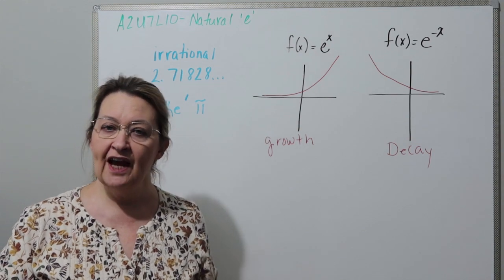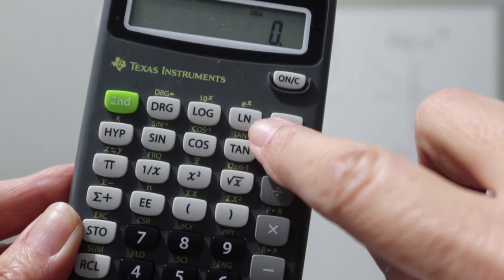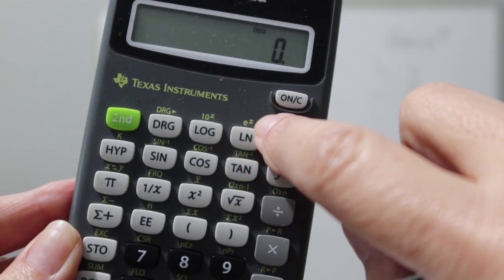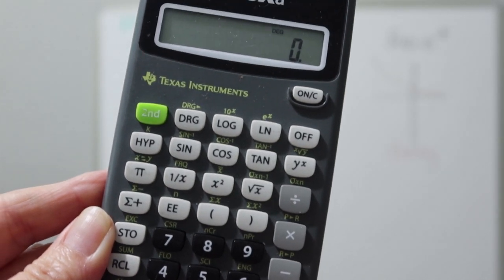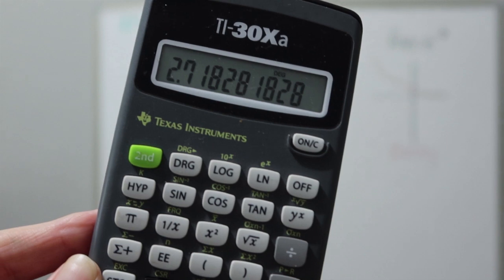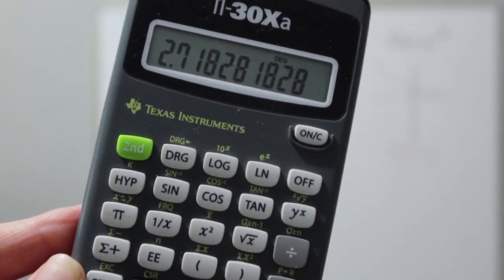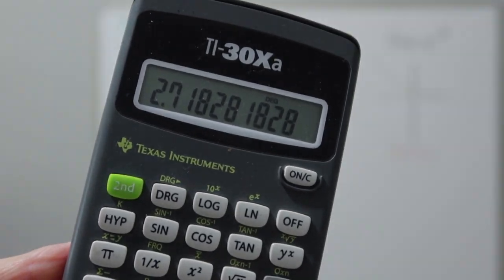Now, as far as calculator goes, most calculators have an E button on them somewhere. Here it is as a second function. So if I wanted to find e to the first power, you press your power, second, E, and you see that gives you the 2.71828. If you needed a higher exponent, you just enter that exponent.